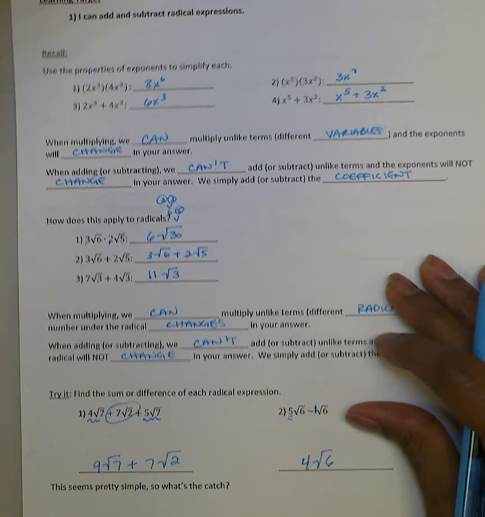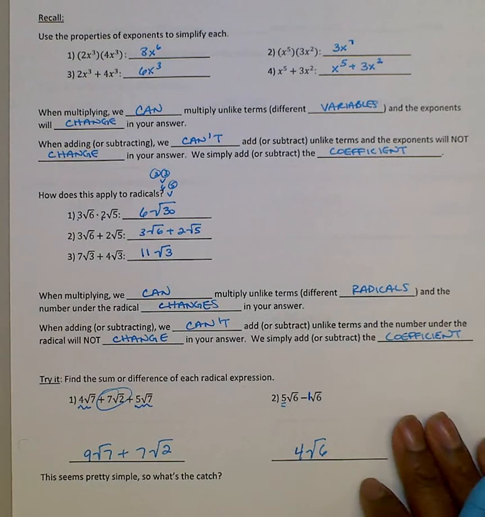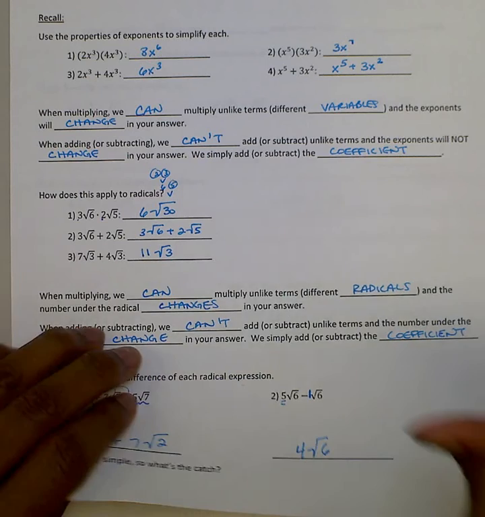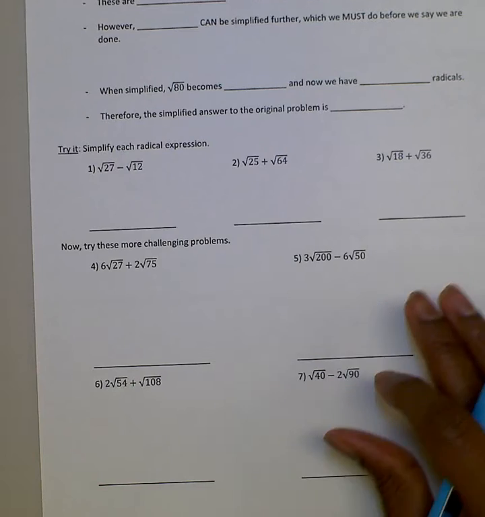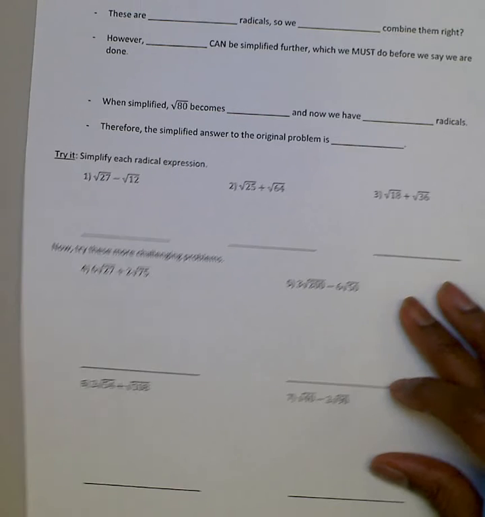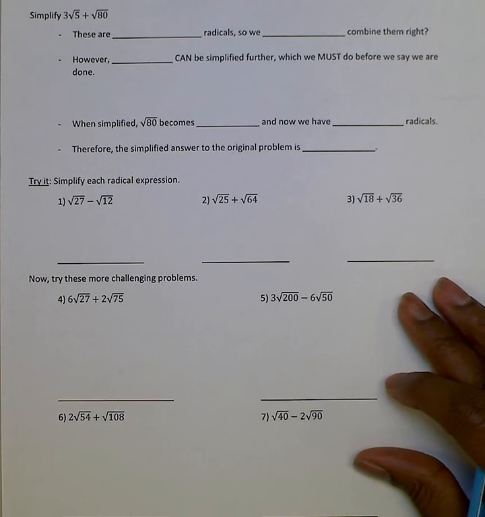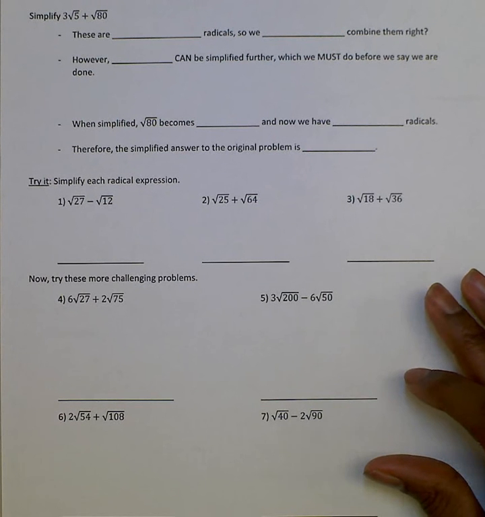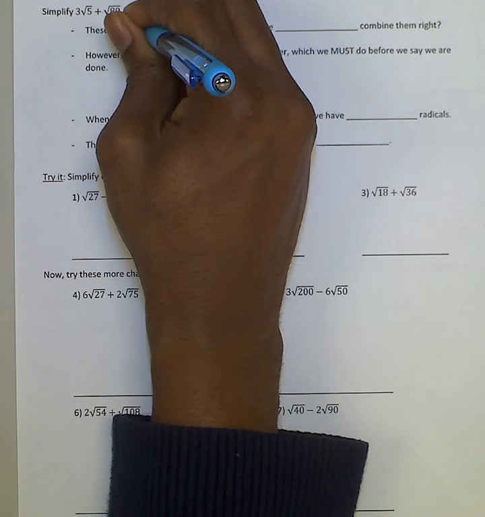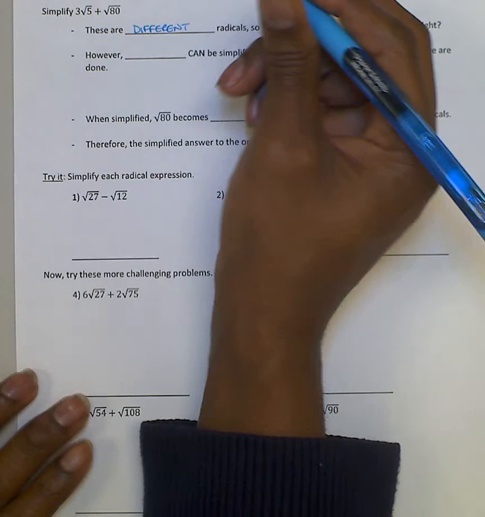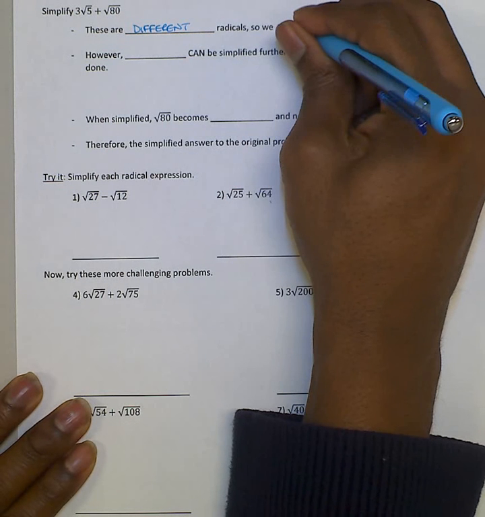Okay? So this seems pretty simple, but there is a catch. Just a little bit. Here we have 3 radical 5 plus radical 80. So these are different radicals, or unlike radicals, but I'll call them different. So we can't combine them, right?